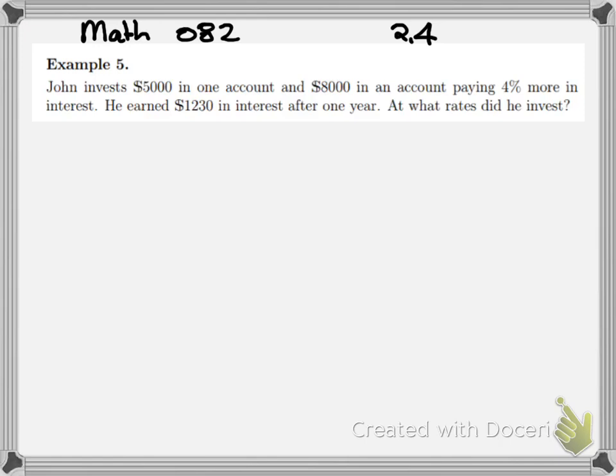It says John invests $5,000, and again I'm going to use that process of highlighting anything that's a number or that seems important, right? So he invests $5,000 into one account, and then he invests $8,000 into another account, and this account, it says, pays 4% more interest than the other account, okay? Then it says that he earned $1,230 in interest after 1 year, okay? And then remember, the last part is the most important, okay? Because it tells us what we're solving for and therefore what our variables are, okay?